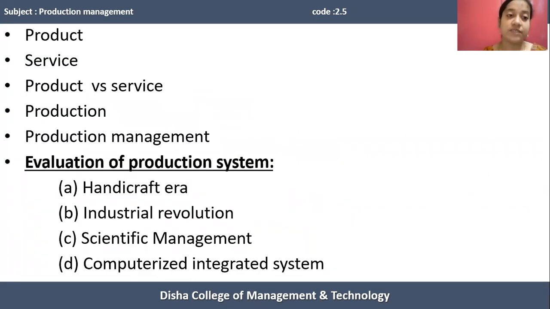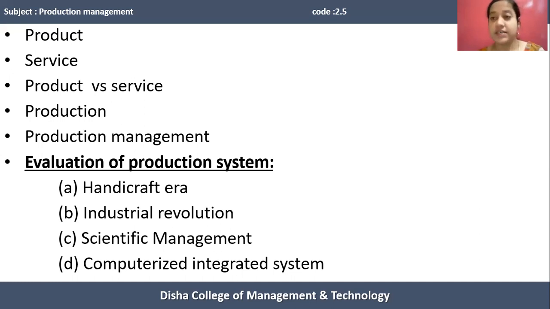First, we will discuss various terms of production management, that is, what is a product, what is a service, product versus service, production, and production management. So first, we will discuss what a product is. A product, we can say, is an output that can be obtained by transforming various inputs like raw material into a finished value. Generally, a product has certain dimensions, meaning it has certain length, width, and depth.